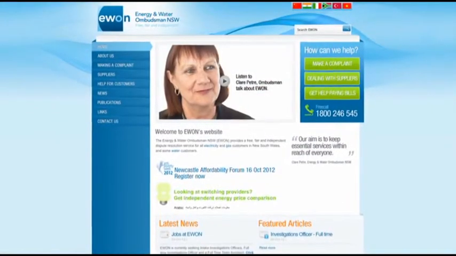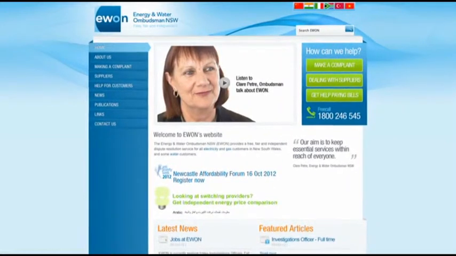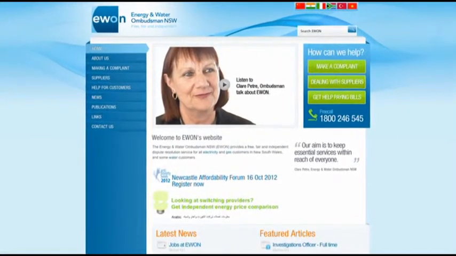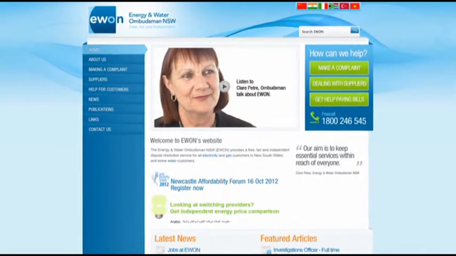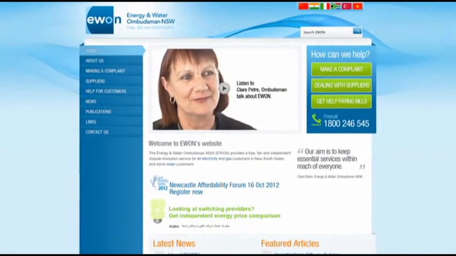Contact the Energy and Water Ombudsman New South Wales if you have problems with your gas and electricity bills or a dispute with the utilities provider.